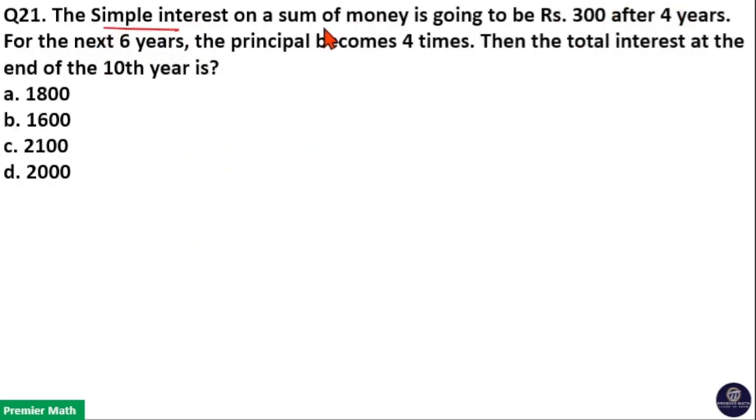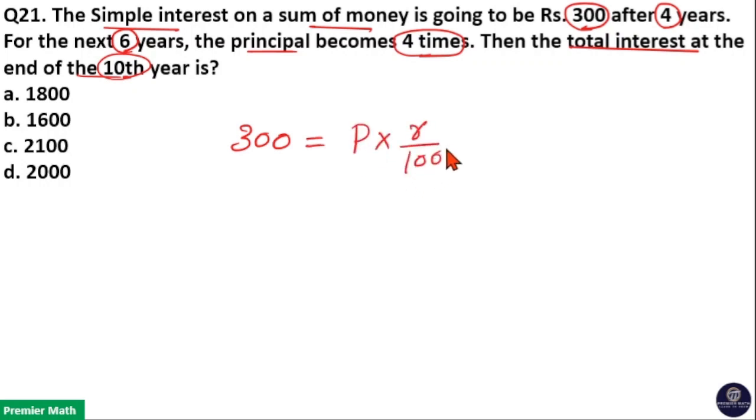Simple interest on a sum of money is going to be rupees 300 after 4 years. For the next 6 years, principal become 4 times. Then the total interest at the end of the 10th year is. Here years are varying. For the first 4 years, simple interest is 300 rupees for principal P and for the rate R percentage for 4 years. Now, for the next 6 years, we don't know the simple interest, but principal become 4 times, that is P become 4P and rate is same, but the years is 6 years.